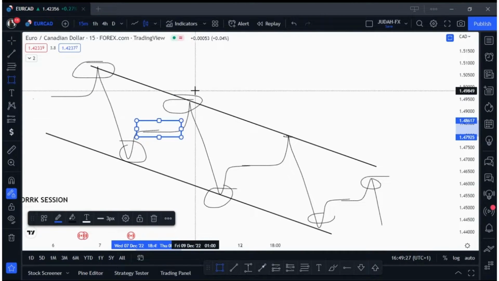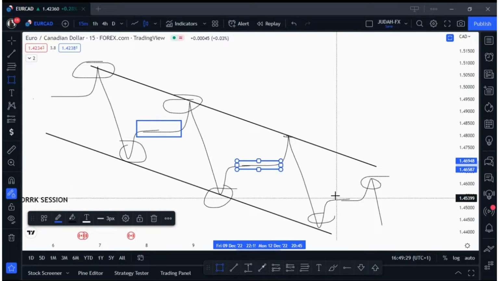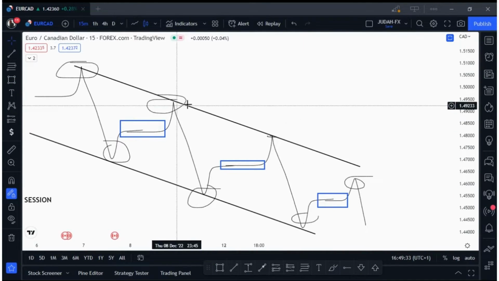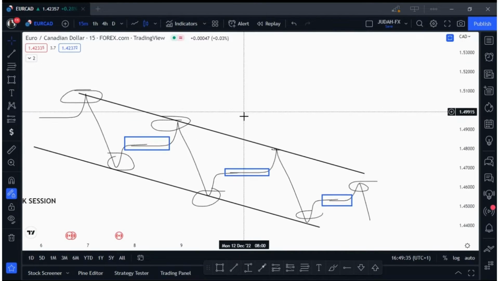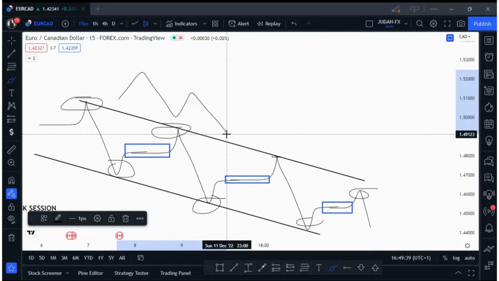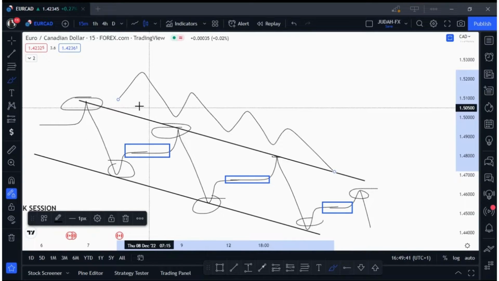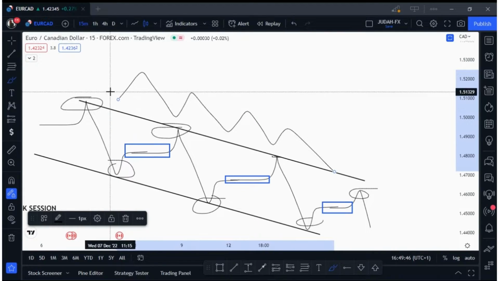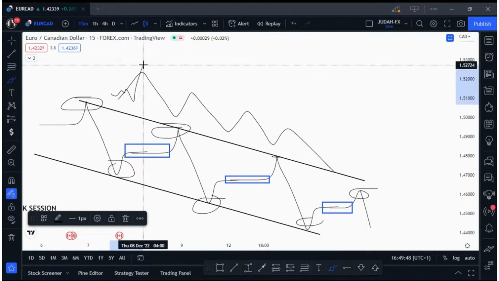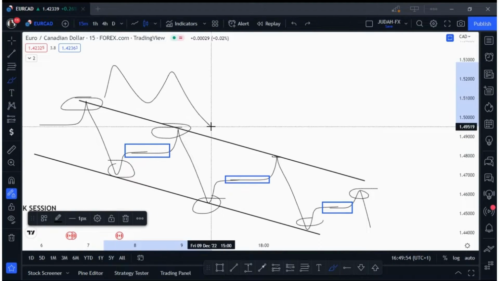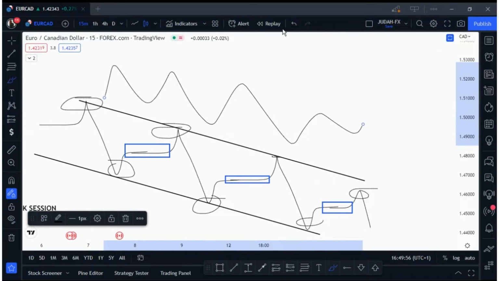You have your consolidation, Asian session, London breakouts, Asian session, London breakouts, Asian session, London breakouts, right? This is how they form the trends. This is how they form this structure. So inside this structure, like these lower highs and lower lows, you have that structure like this, right? That's how they form this overall structure.